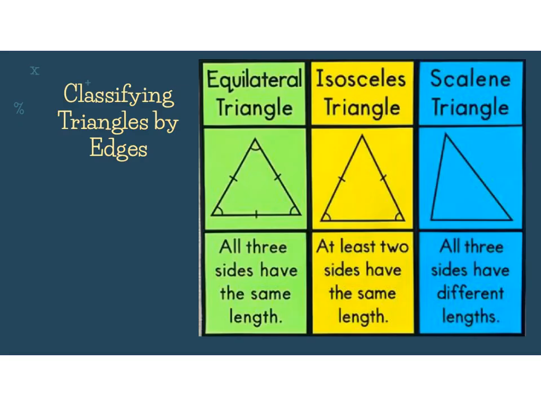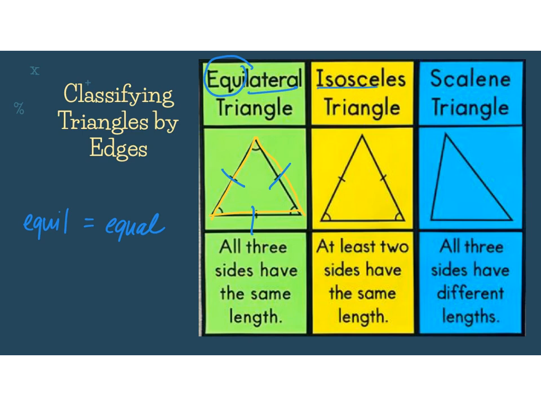All right, so now we're going to be classifying triangles by their edges. If we recall, the edges are the outside, kind of like what we draw when we're drawing a triangle. In an equilateral triangle, we see the word equal, and that's because they mean the same thing. So equilateral means all sides have the same length. These little lines are like little codes that tell us that all three of the sides are equal.